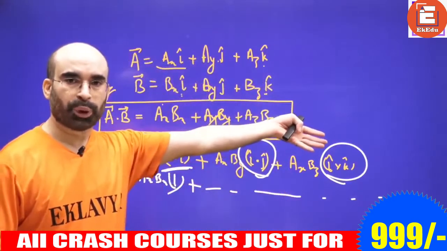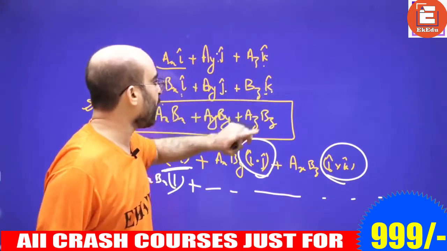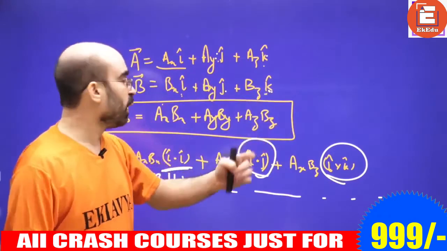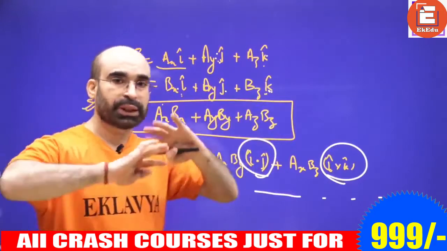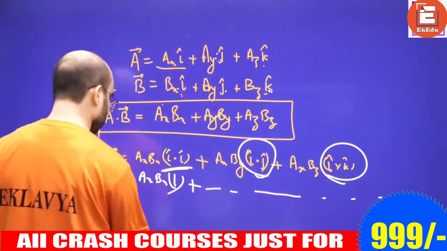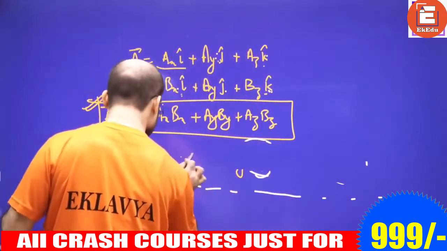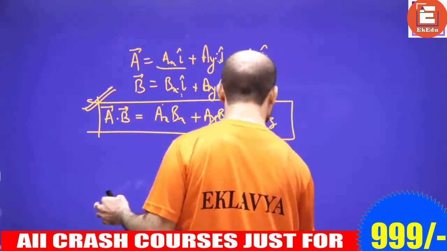Where you will get this, j dot j is 1, k dot k is 1, but if you do j dot k, it is going to be 0. If you do j dot i, it is going to be 0. That's why out of 9 terms, only 3 terms will be left, and this is the result. Okay, so this is going to be your final result. This is very important. We will talk about one of the questions in this.